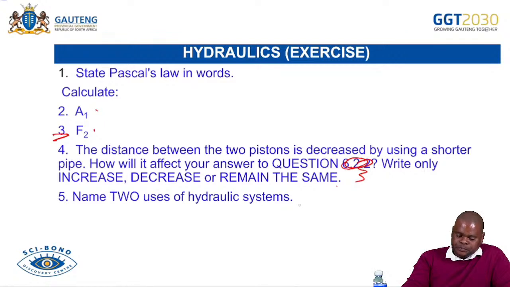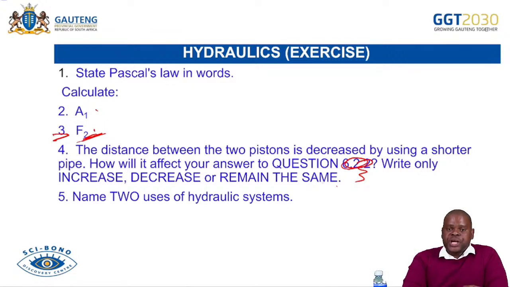Are we together? The first one, state Pascal's law. Number 2, calculate the area A1. Number 3, calculate the force F2. And then now they say you have decreased the pipe. Will that affect the answer that you calculated for F2? That is the question, but you're only writing increase, decrease, or remain the same. And number 5, they want 2 uses of a hydraulic system in everyday life.